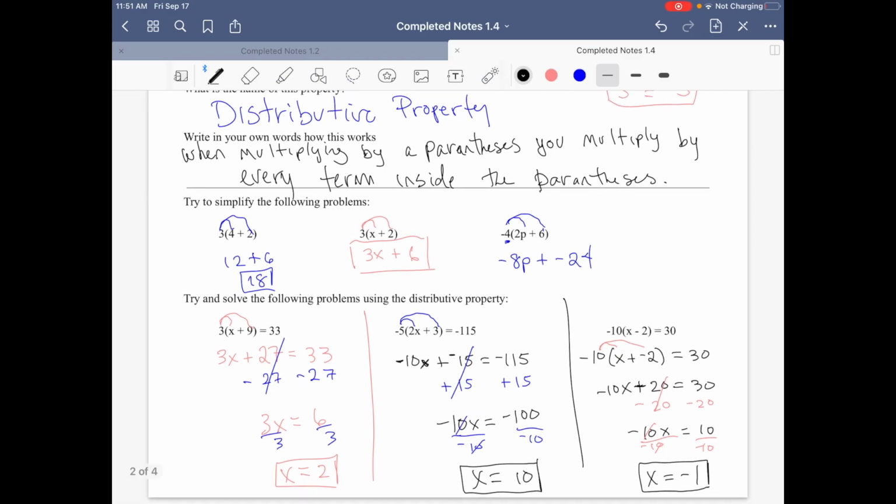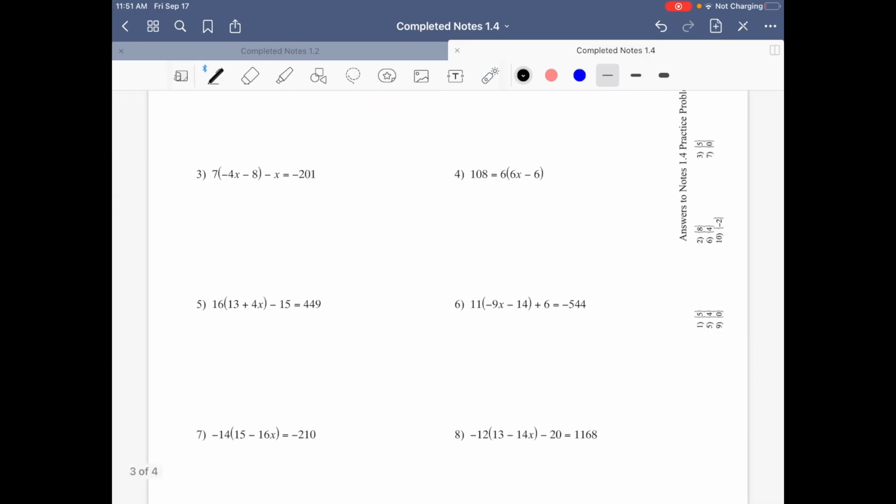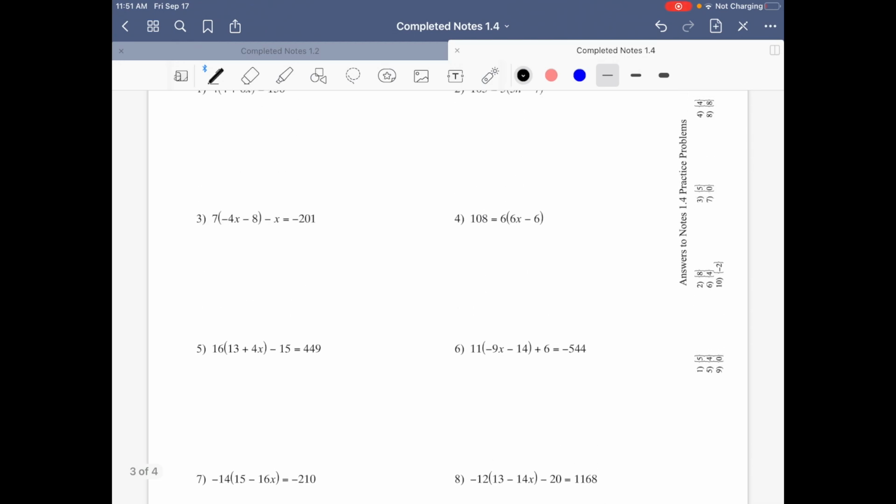So what I'd like you to do is work on these practice problems here. There's a couple of tricky ones. I'm expecting you to struggle maybe a little with 3, 5, and 6, because all of these involve combining like terms after you distribute. So that would look something like this if I was to do number 11, get you started.